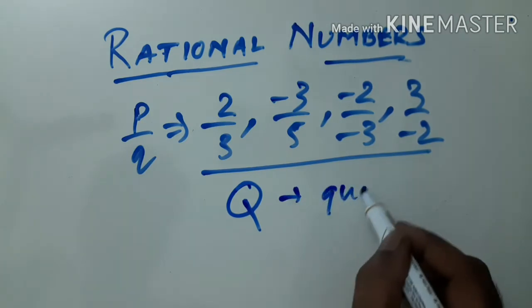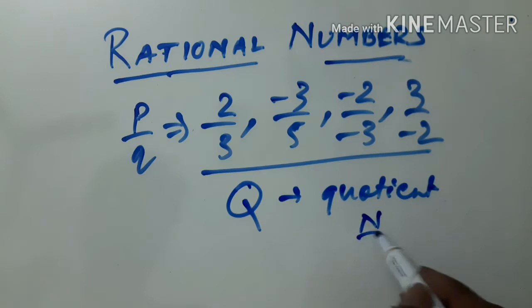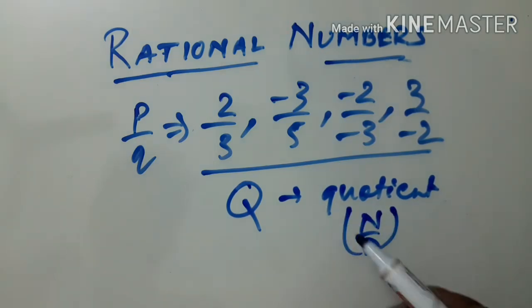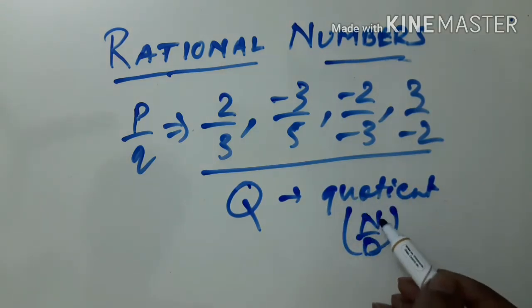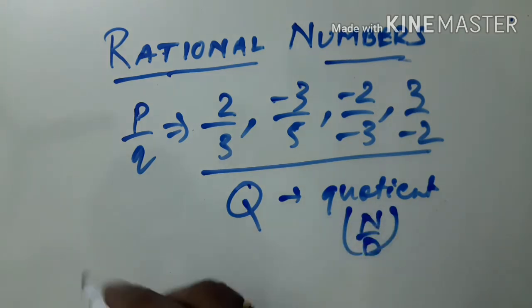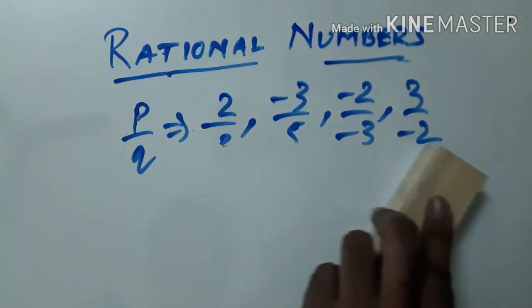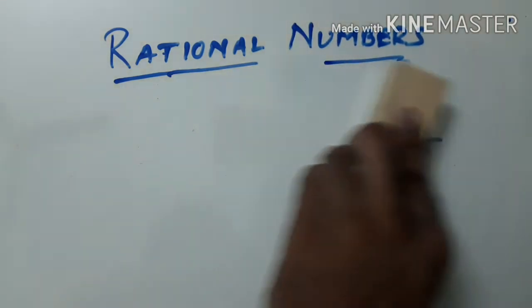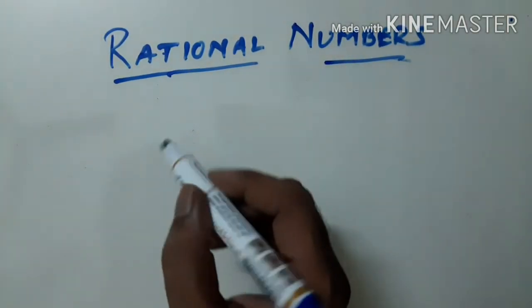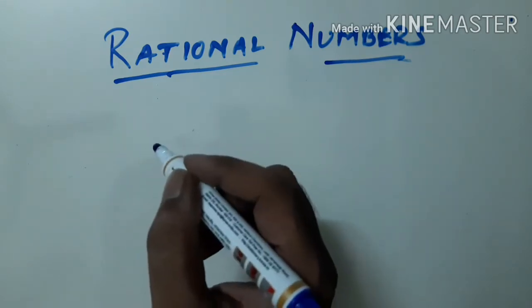Q is actually for quotient. When we divide something, we get a quotient. So something is divided by something, suppose a numerator by a denominator if I write. So it is denoted by the letter Q. So here we see the numbers can be positive, can be negative, anything.